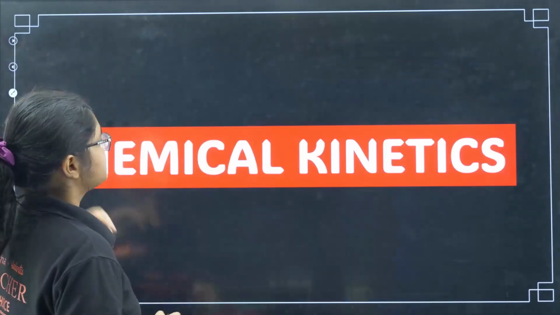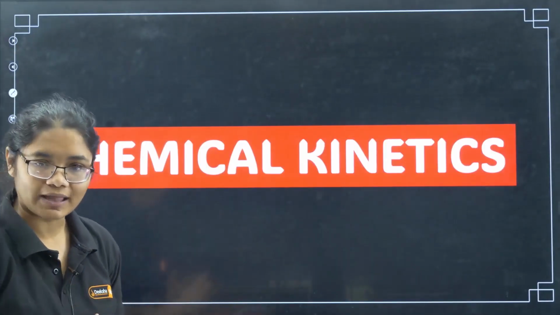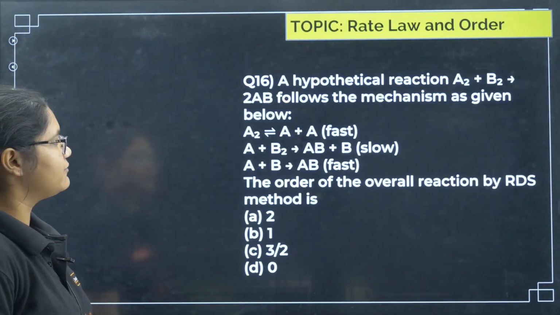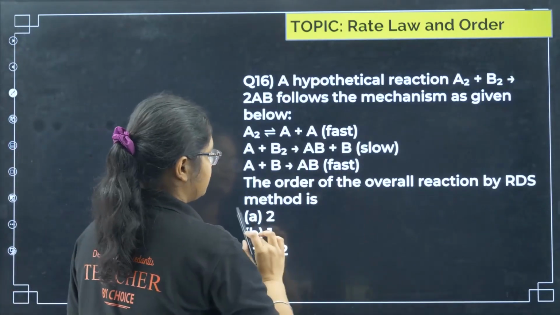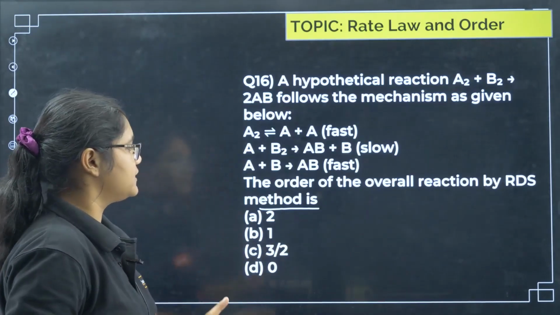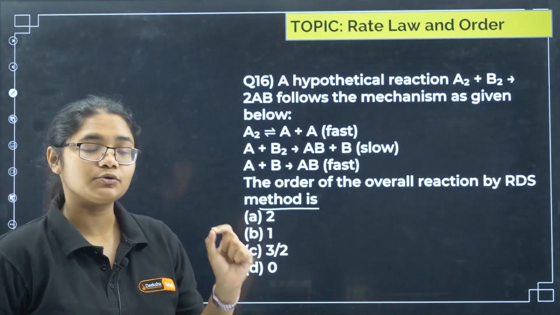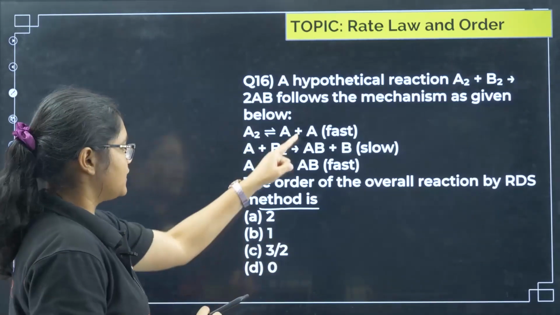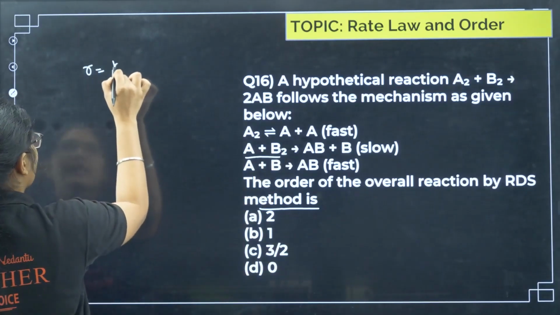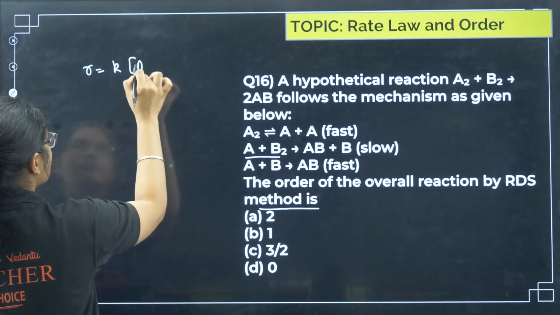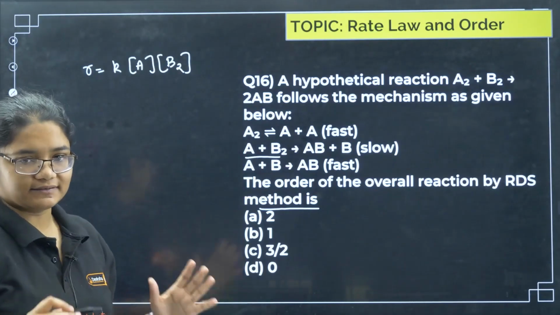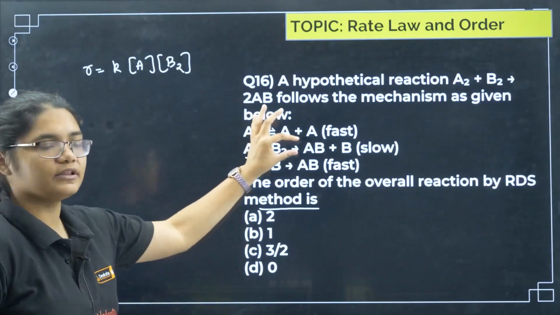Okay, next we will move to chemical kinetics. Let's do some questions from kinetics. So you have a hypothetical reaction given below. Order of the reaction by the RDS method is. So always remember, the order of the reaction is given by the slowest step in the reaction. Now here the slowest step is this one. So I can write that R is equal to K into A into B2. Right? Is it complete? Yes, I have written the rate law according to the slowest step.